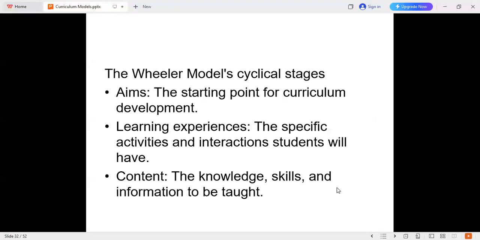The Wheeler model's cyclical stage, the starting point for curriculum development, aims. Learning experience, no need to take much time because the previous model also we studied those stages. The specific activities and interaction a student will have. Here, interaction of students, specific activities.